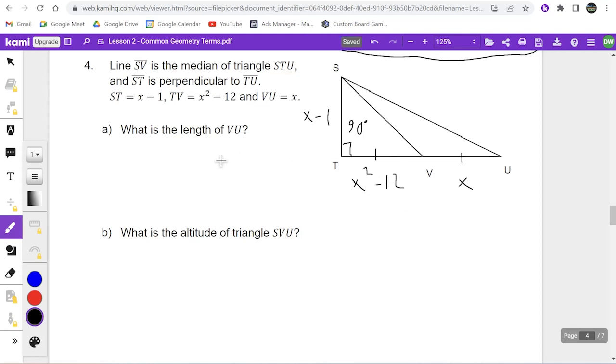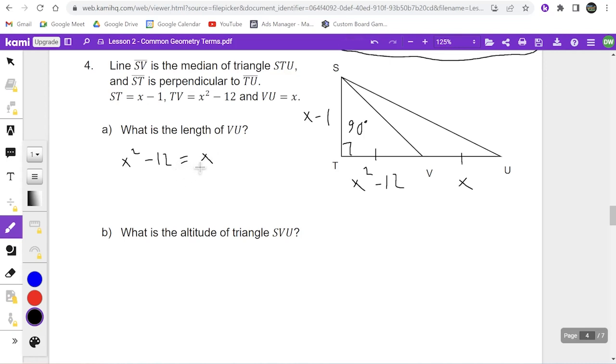Okay, so how are we going to find the length of VU? In order to find the length of VU, we need to solve for x. Now, once again, you'll notice because of the congruent lines, we can say the two things are equal to each other. We can say x squared minus 12 equals x. And now we need to solve for x. Well, this is not easy. Luckily, we had the algebra lesson last week, so we can solve this.